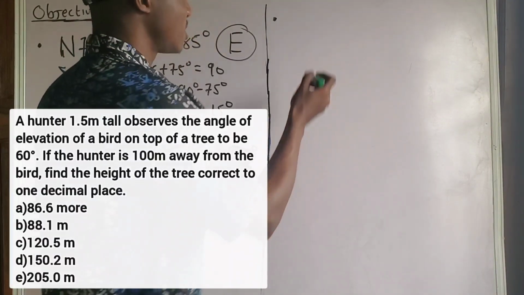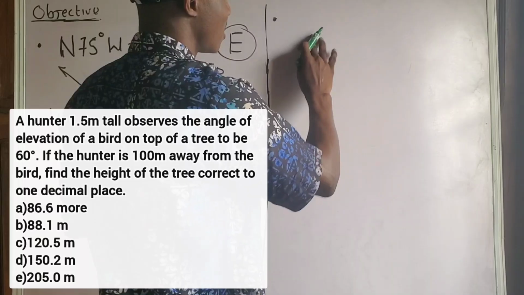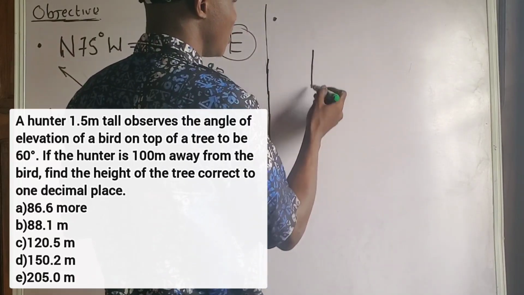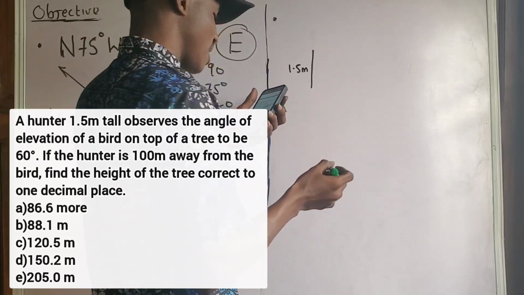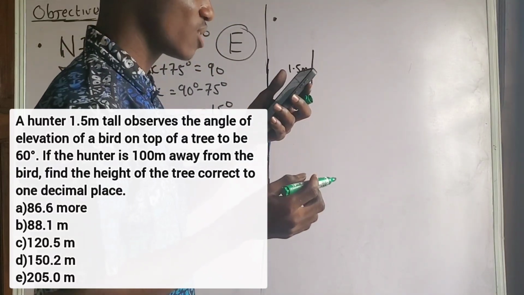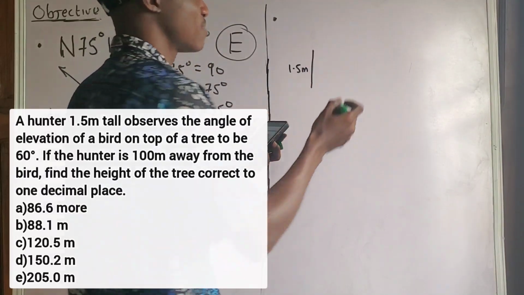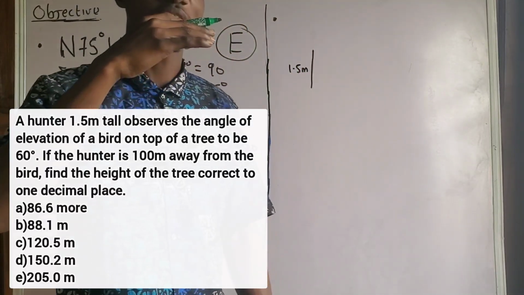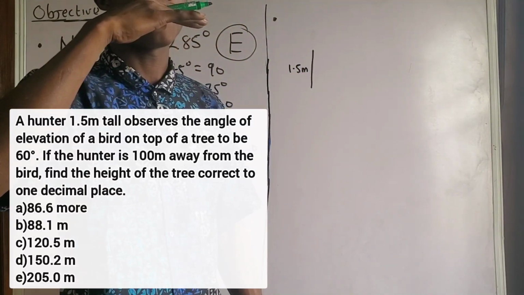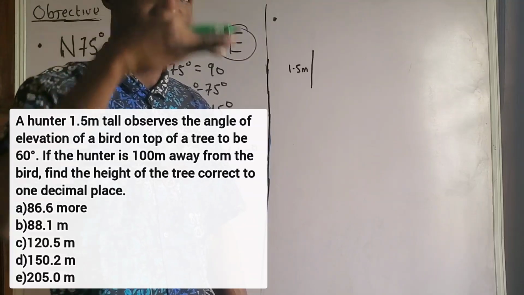Okay, now let's say this is the hunter, the height. Okay, let's say this is the hunter. The height of the hunter is 1.5 meter. Okay, now the hunter observed that the angle of elevation of a bird on the top of a tree. So that means we're going to, and we know that the angle of elevation is the angle within the high level and the top. You understand?